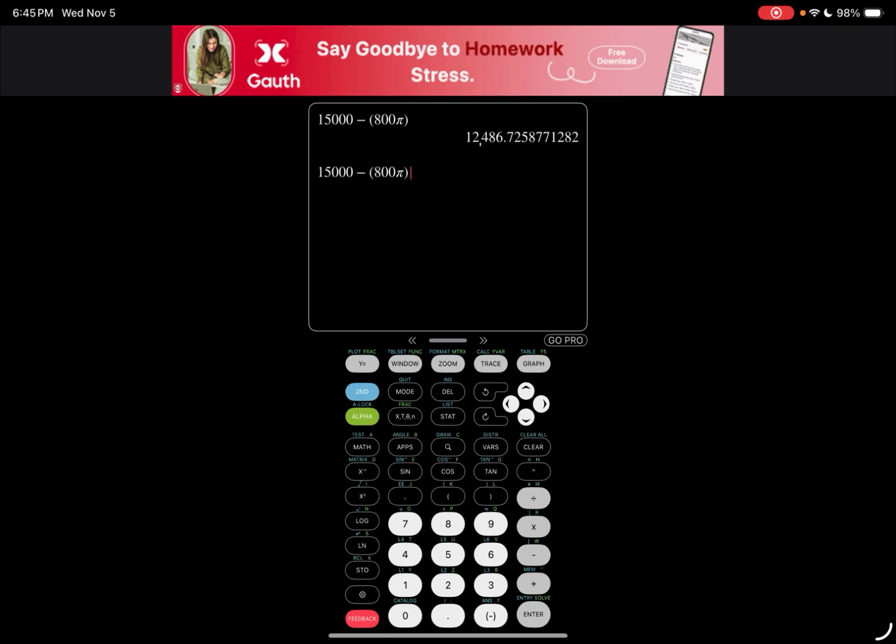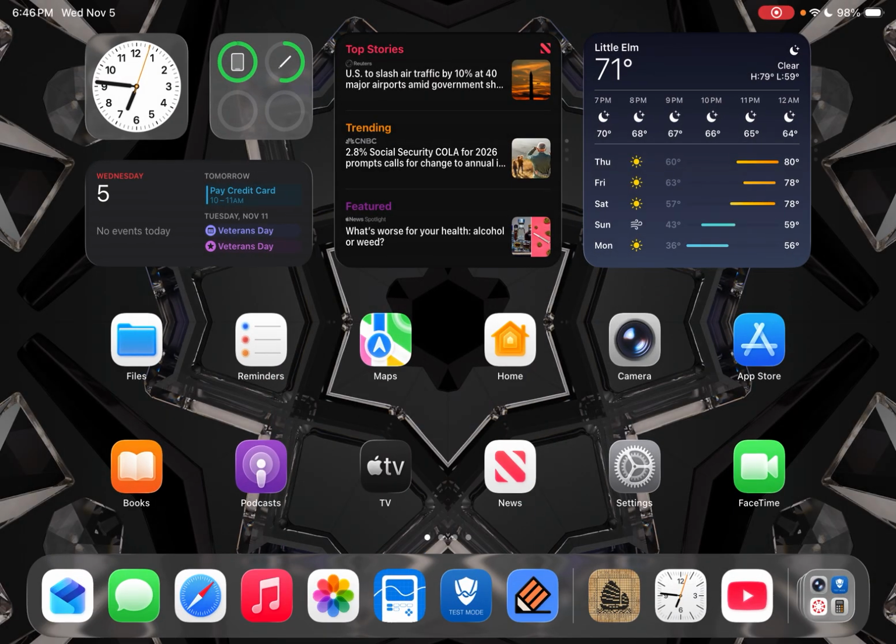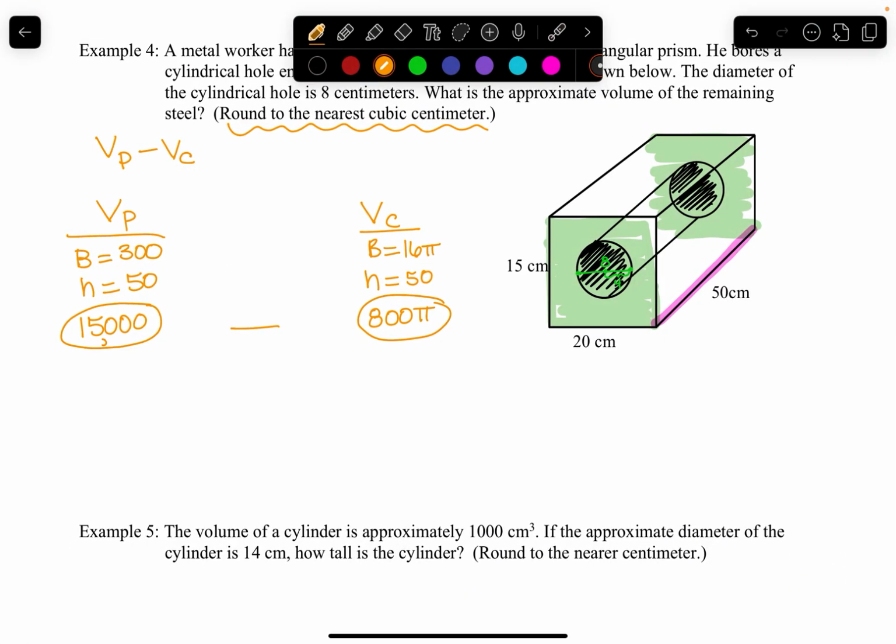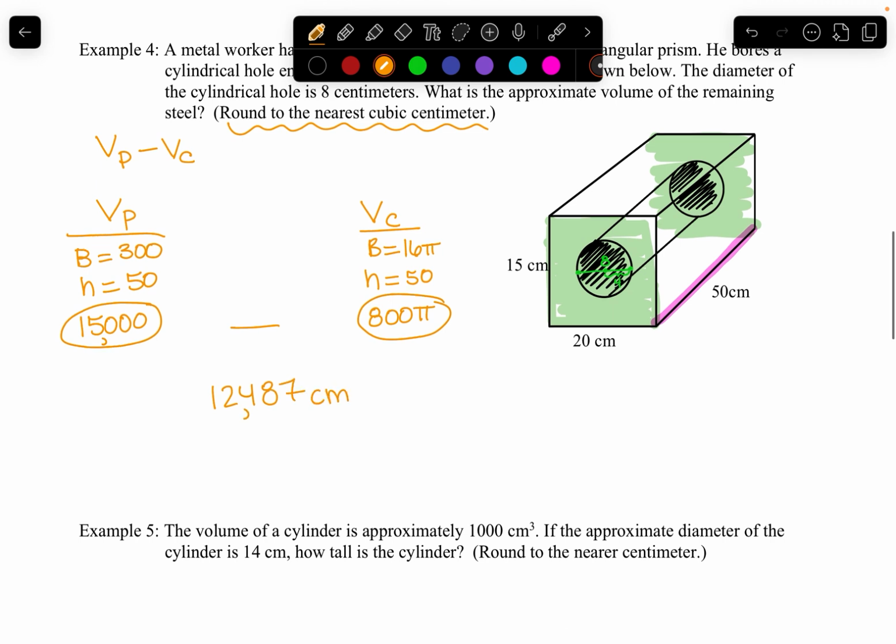So I got to go back here. We got 12487, it looks like. So 12,487 centimeters cubed. There you go.